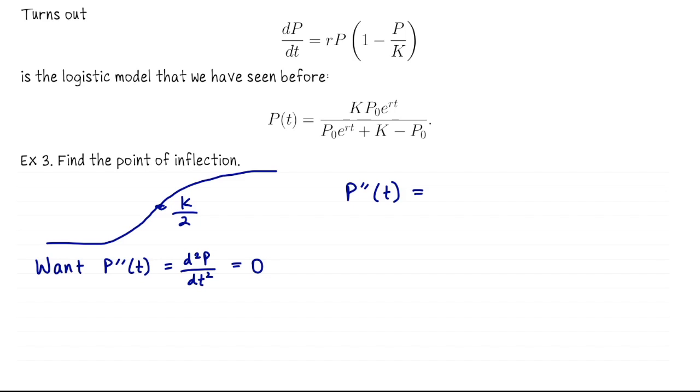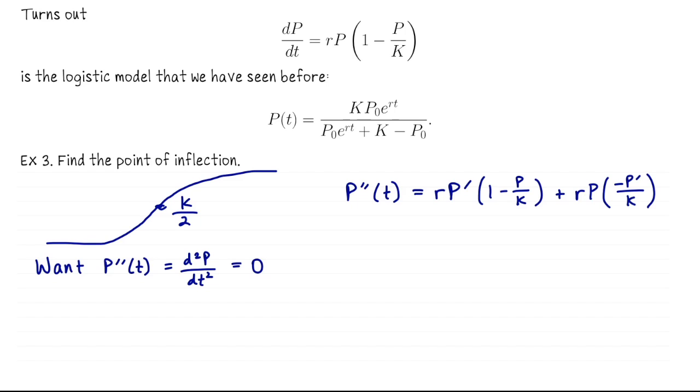What we are not going to do is differentiate this twice, because that would be a mess, and it's easier if we start with what we know is the first derivative and differentiate that. So we'll take the derivative of this right-hand side with respect to t, keeping in mind that p depends on t, but r, 1, and k are constants. So wherever I see p, I'm just going to put in p prime. So we have product rule. That's going to be r p prime times 1 minus p over k, plus r p and then negative p prime over k.